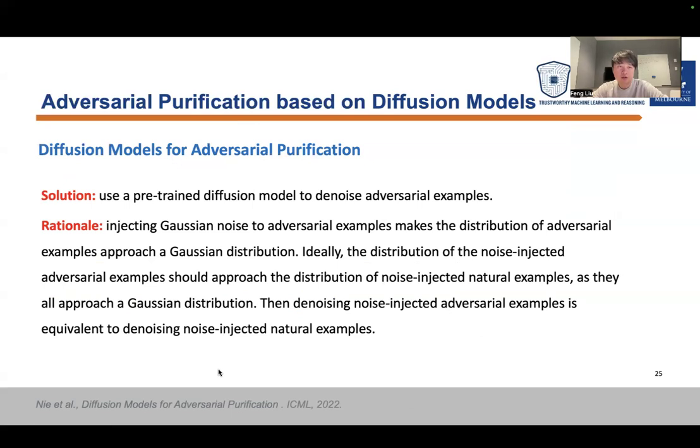And the rationale here is to inject Gaussian noise into adversary examples, which makes the distribution of adversary examples approach a Gaussian distribution. Ideally, the distribution of noise-injected adversary examples should approach the distribution of noise-injected natural examples, right? Because it's like we're continuing to add Gaussian noise to images. Finally, this image might look like a natural image plus Gaussian noise. And then we just use the diffusion model to remove this noise.